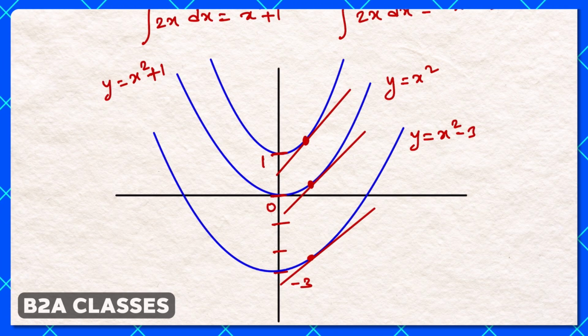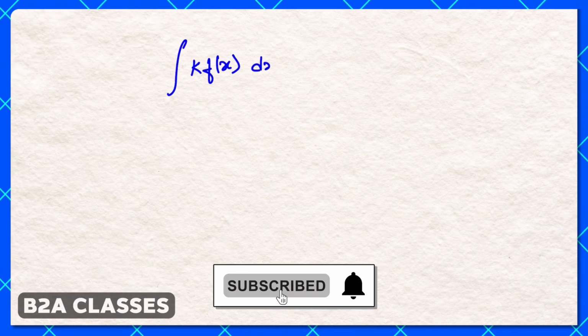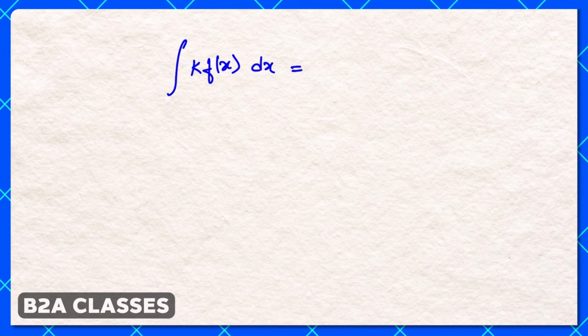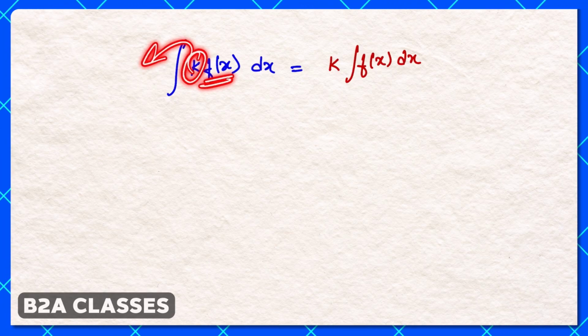Now we will see some properties of integrals. So integral of k into f of x with respect to x. Here the function has a constant multiplied. So similar to derivatives, whatever constant is there, we can take it outside. So this will become k into the integration of f of x dx. Whatever constant is with the function, we can take that constant outside.